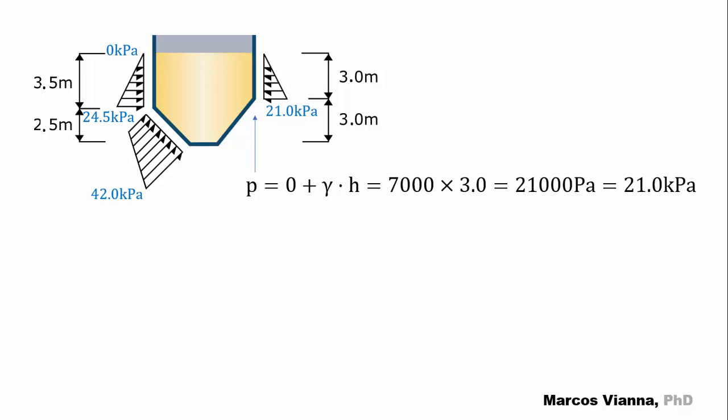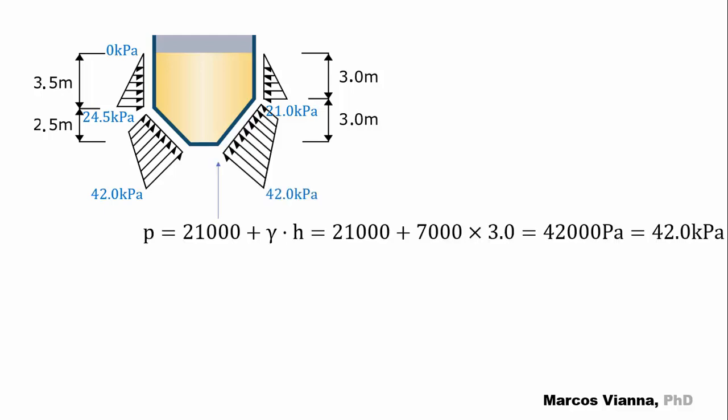Notice that at 3 meters depth, the pressure will be P equals 0 plus gamma H equals 7,000 times 3 equals 21,000 pascals equals 21 kilopascals. From this point to the bottom, the pressure starts from 21 kilopascals and grows linearly with the depth, and it's always perpendicular to the surface. The slope of the diagram will change, as shown in the figure.